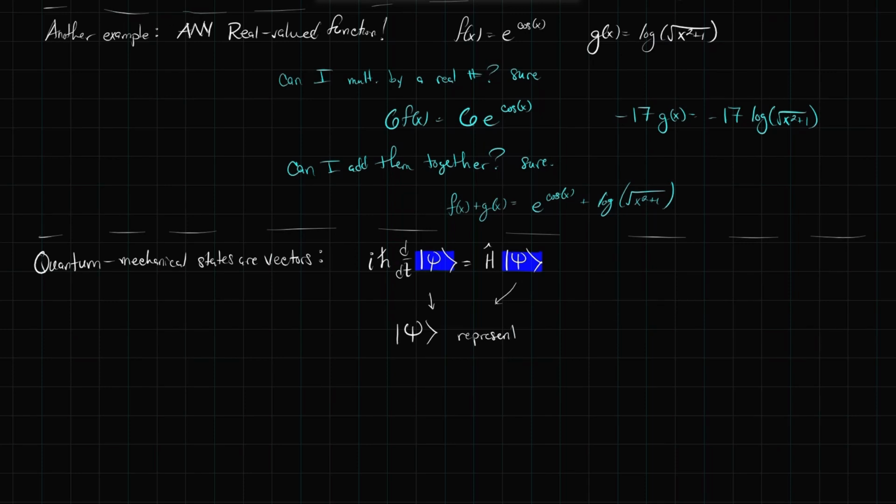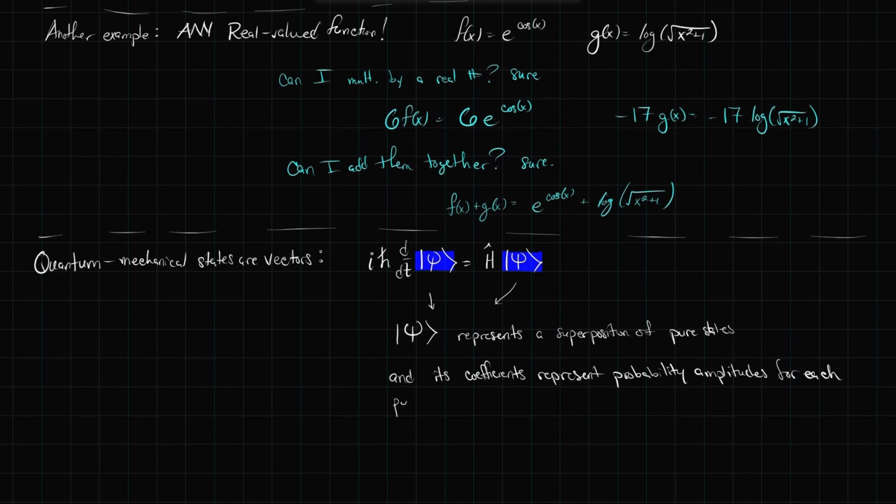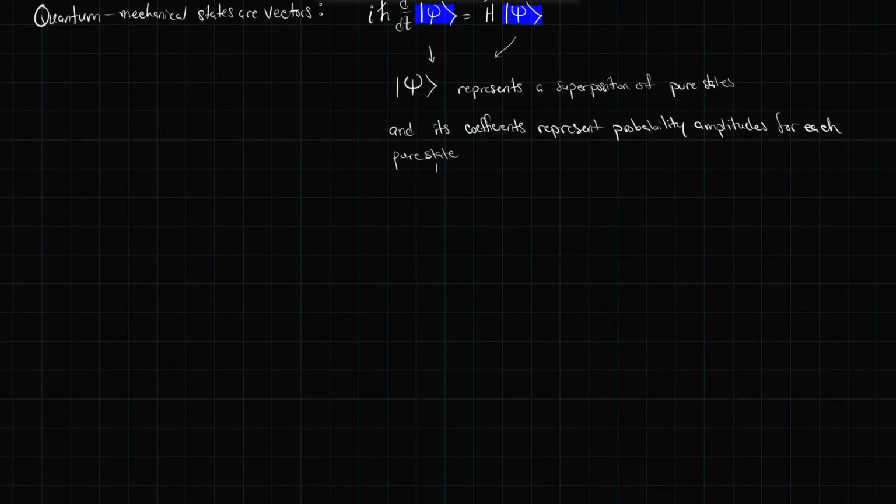So psi represents a superposition of pure states, and its coefficients represent probability amplitudes for each pure state. Now, you don't need to know what that means. You probably won't know what that means until you take a quantum mechanics course. I'm not really going to get too far into it in this class.